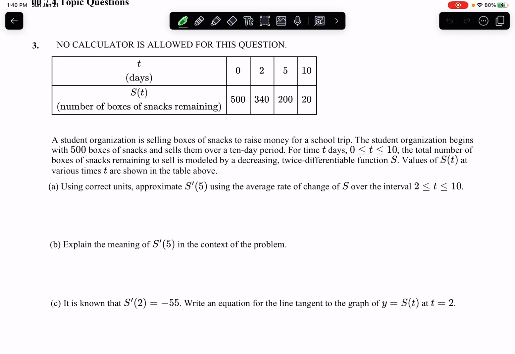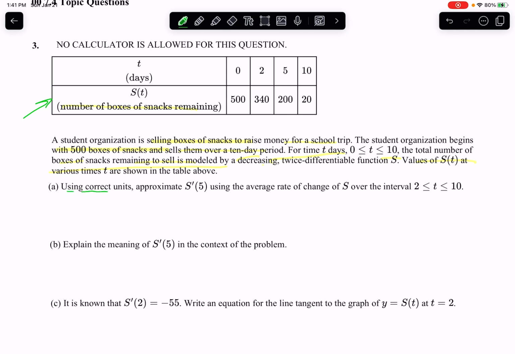A student organization is selling boxes of snacks for a school trip. They begin with 500 boxes of snacks. All right, so that's a big start, 500. And then over a 10-day period, the total number of snacks remaining is modeled by this S of t, a twice-differentiable decreasing function S. The values of S of t at various times are shown in the table. So this is not a rate. S is just the number of boxes remaining at a particular time t.